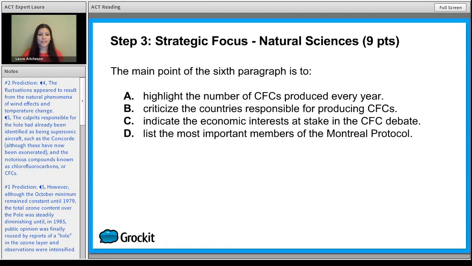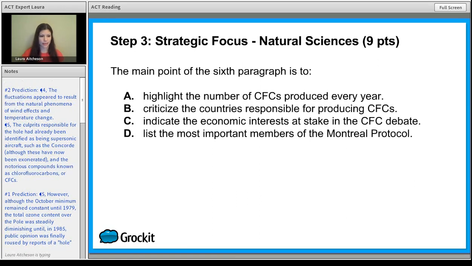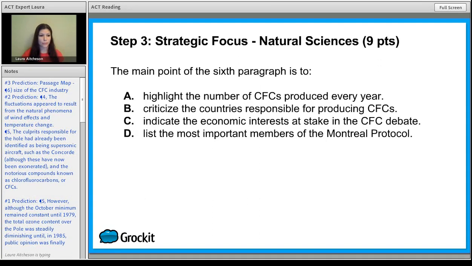Now we have the main point of the 6th paragraph. Now here's where your passage map really comes in handy. In addition to helping you figure out what the author's talking about, go right to your passage map. We wrote down for our passage map, paragraph 6, size of the CFC industry. So which answer choice matches that?